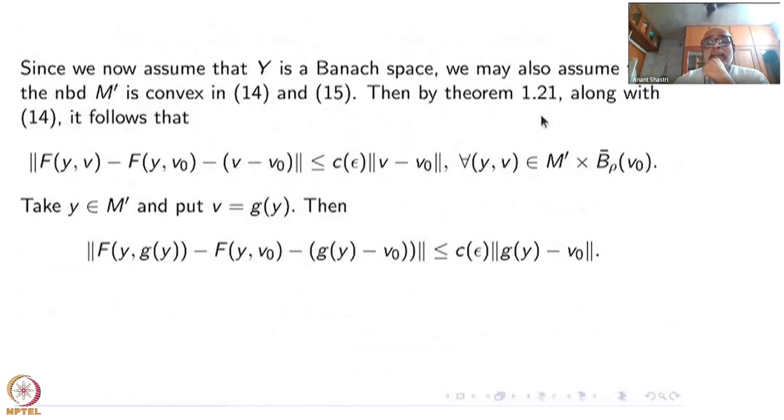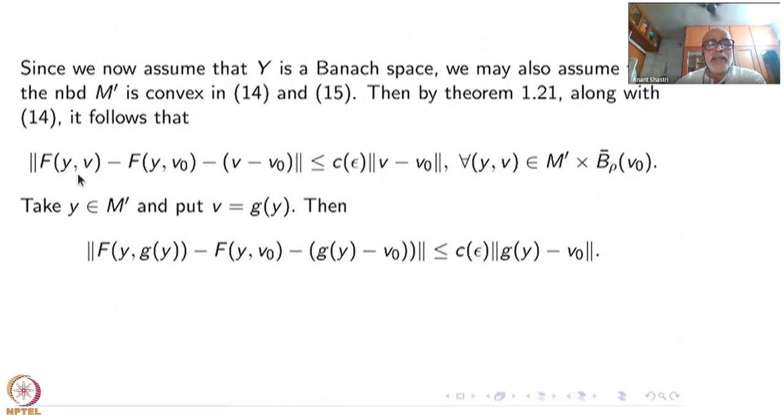Okay, by theorem 1.21, now because of convexity, along with this hypothesis 14, what happens? F of Y V minus F of Y V naught minus V minus V naught, there was a T here, now T is identity, is less than or equal to C epsilon times V minus V naught for every Y V in M prime cross B bar of rho. Okay, so this was the mean value inequality. We have proved this theorem 1.21.